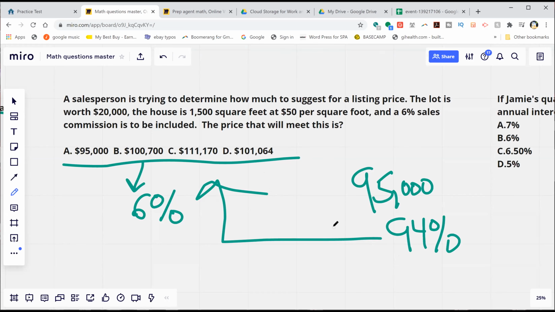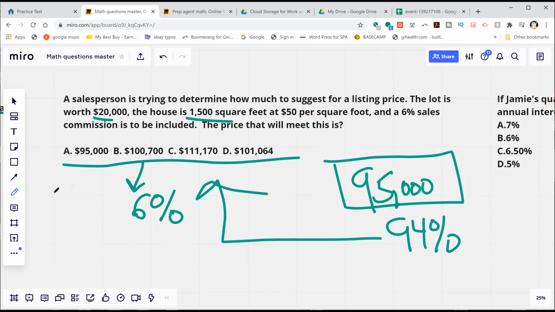Yes. But let's not do that because I want to show you a couple different ways that you would be able to get this. First, which some of you might do, if you knew that 95,000 was the lot price and the house price, then what you could do is say, okay, I just need to take 6% off of each of these numbers and then see which one gives me 95,000, okay?